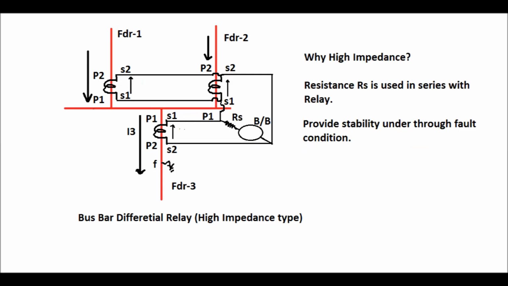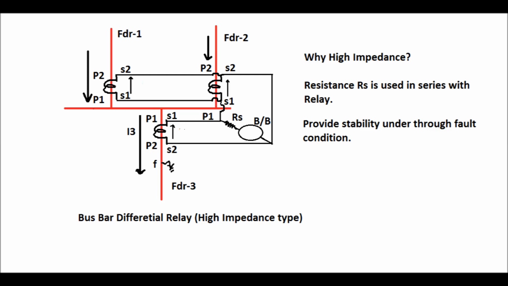Now, why a high impedance busbar differential relay? Because a resistance Rs is used in series with this busbar relay, and that is why it is called a high impedance type busbar protection relay. Now why is resistance used in series with the busbar protection relay?